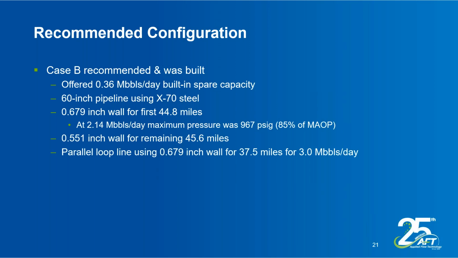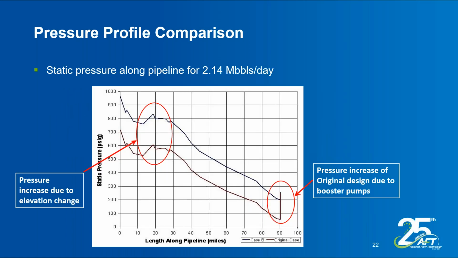The parallel flow path used the same diameter of 60 inches and the same initial wall thickness for 37 miles at the higher flow rates before it tied back in. So this is what the pressure profile looks like along the flow path. The red line is the original design case. And as you can see, around 75 miles or so, the pressure drops significantly below the reinjection pressure of around 200 psig. And so this is why booster pumps were needed in the original case.